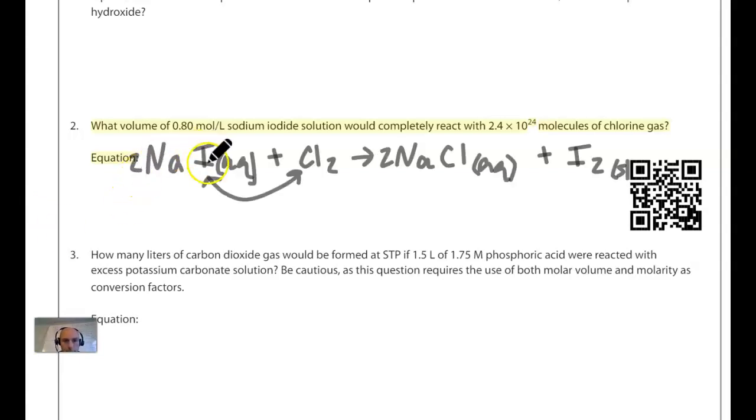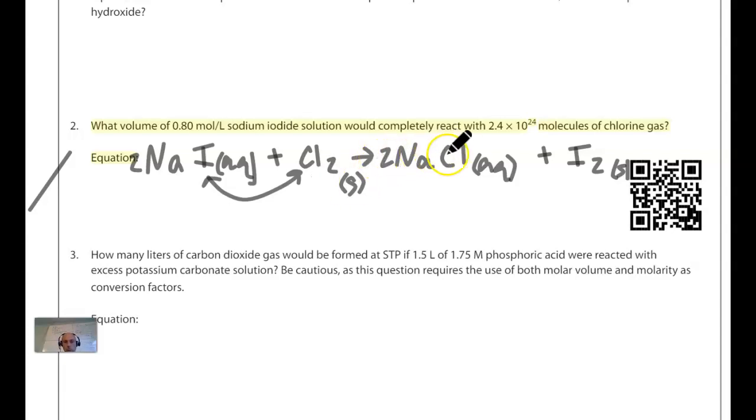Sodium iodide is NaI. Chlorine, because it's diatomic, is Cl2. Forgot to put a G there for gas. This is a single replacement reaction. We've got a compound and an element, and we need to acknowledge the element in this case is a nonmetal. And chlorine, as long as it's higher up on the activity series than iodine, which it is, will replace iodine, the nonmetal, and will form a compound with sodium.